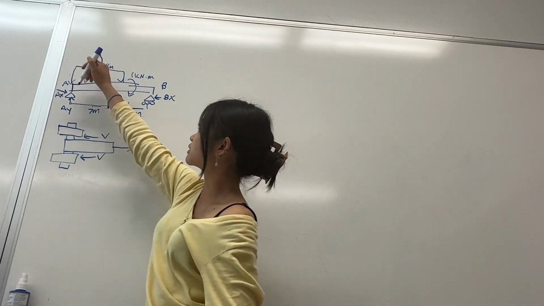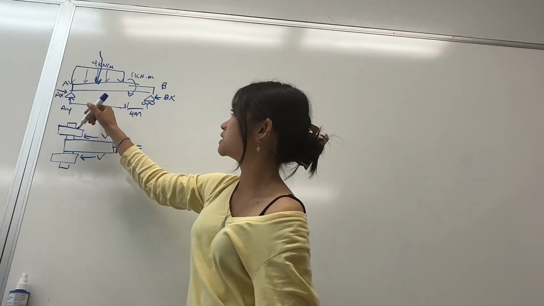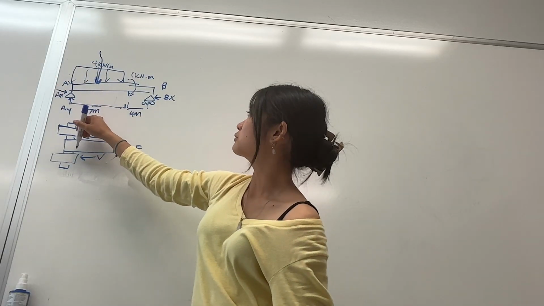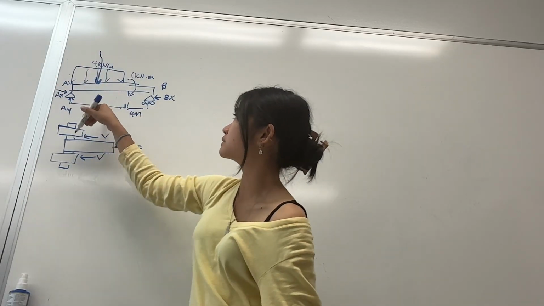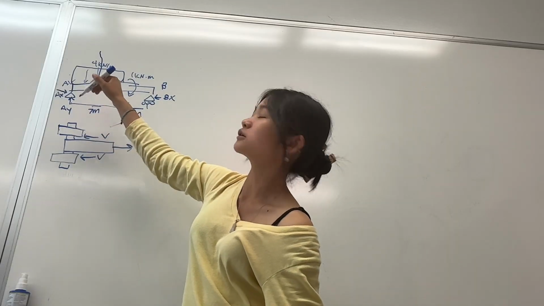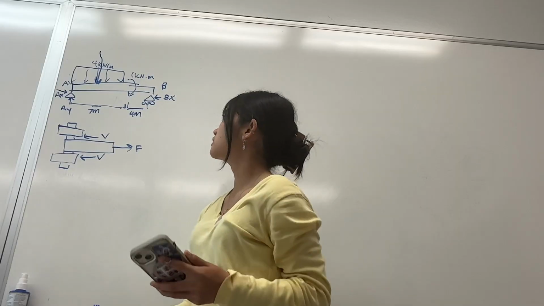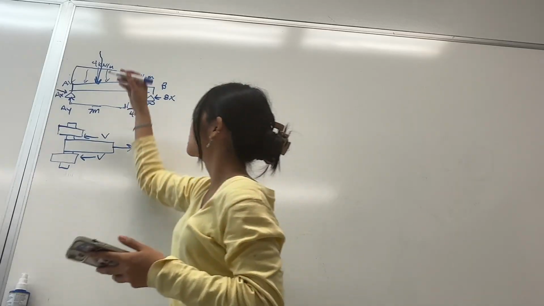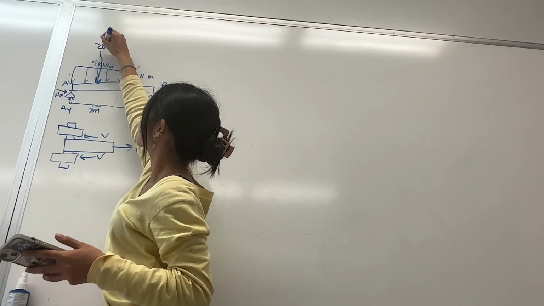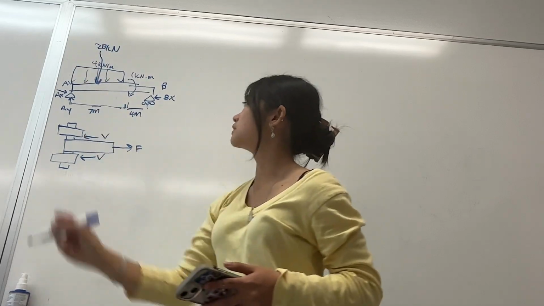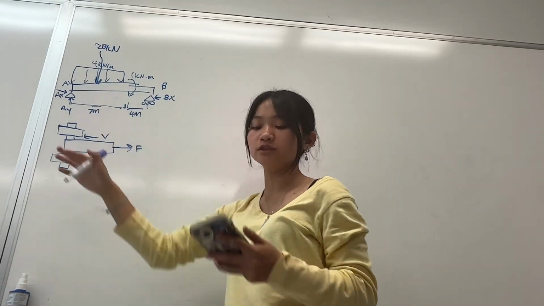Because this is 4 kilonewtons per meter, and this is 7 meters long, we would have to multiply this times this. So meters over meters would cancel, leaving only kilonewtons. So 7 times 4 is 28. So this is 28 kilonewtons. So from that we can ignore our distributed load.